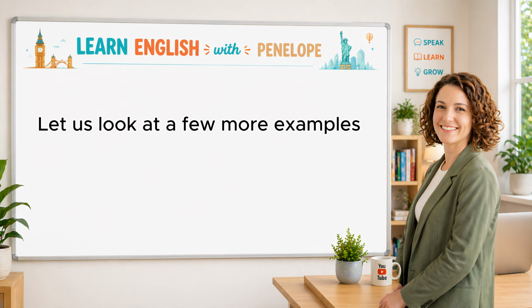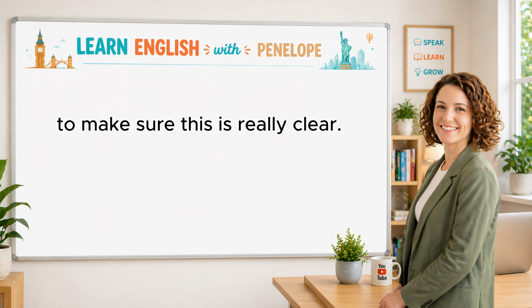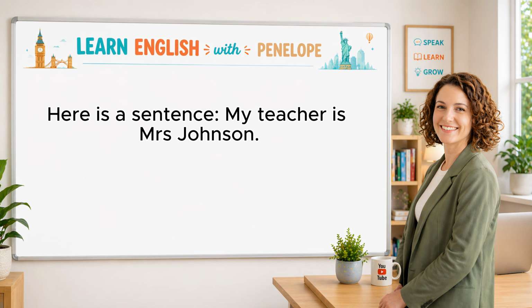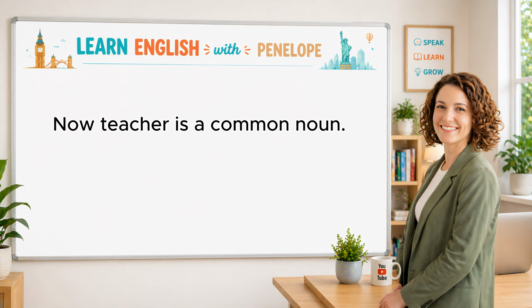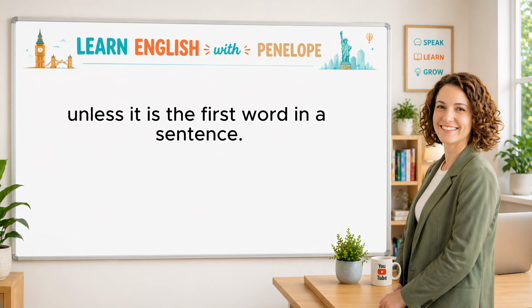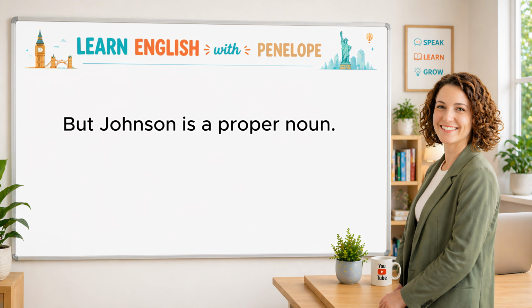Let us look at a few more examples to make sure this is really clear. I want you to feel very confident about this. Here is a sentence. My teacher is Mrs. Johnson. Now, teacher is a common noun. No capital letter, unless it is the first word in a sentence. But Johnson is a proper noun. It is a name. Capital J.